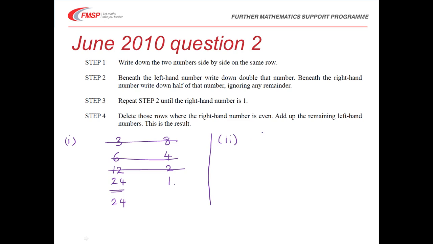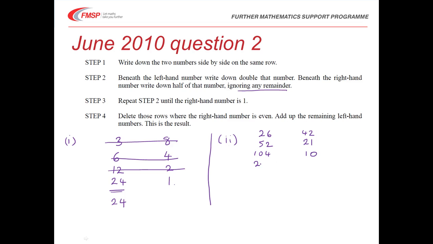This time we're asked to start with 26 and 42. Well, that's a bit more challenging because the numbers are bigger. But let's carry on exactly as before. Write the numbers side by side. Beneath the left-hand number, write down its double. Beneath the right-hand number, write down half of it. So 26 doubles to 52, and half of 42 is 21. Repeat step 2 until you get a 1 on the right. So double 52, 104, and half of 21, ignoring any remainder. So should be 10.5, we'll just write 10.